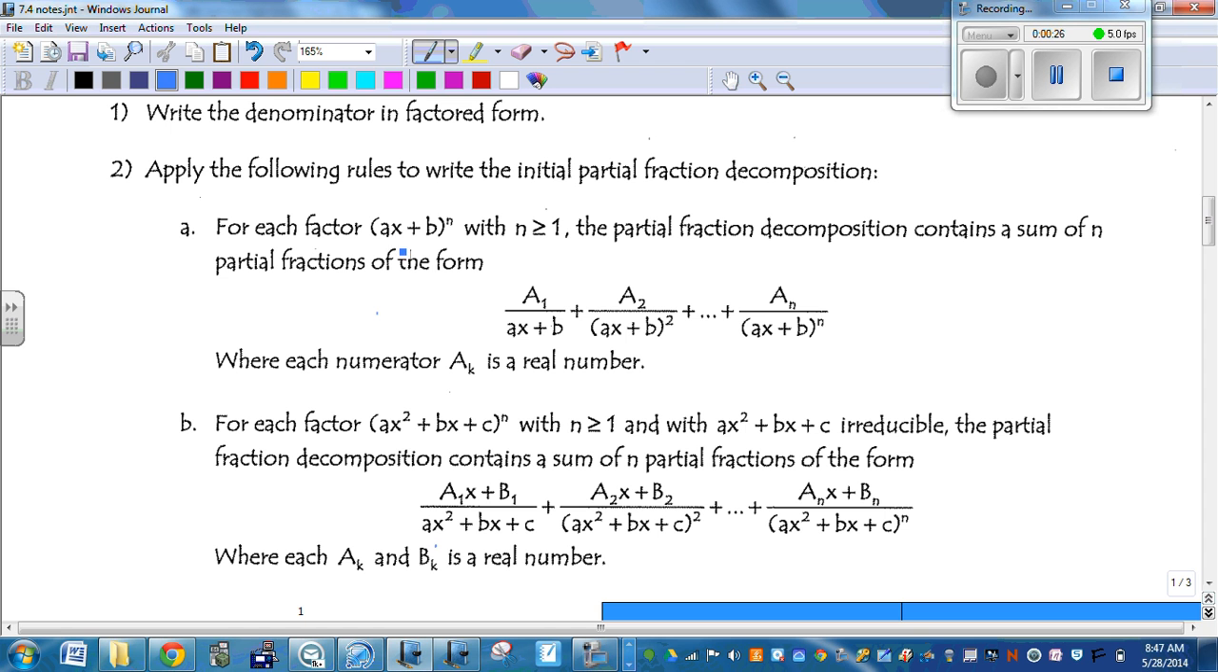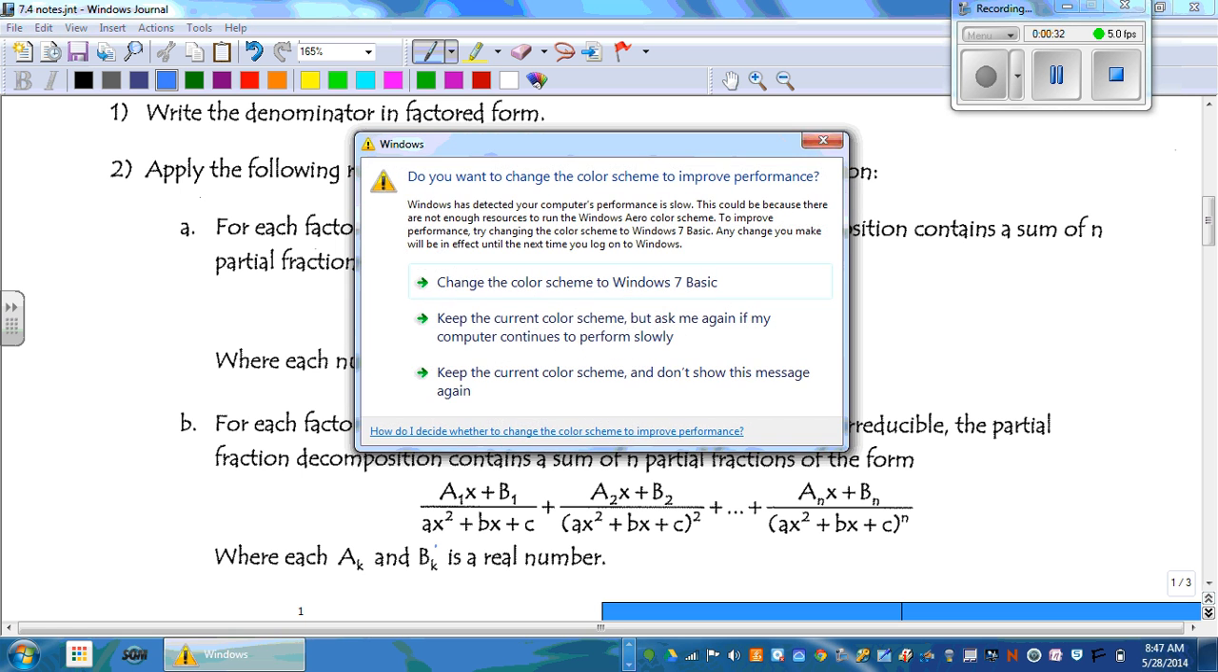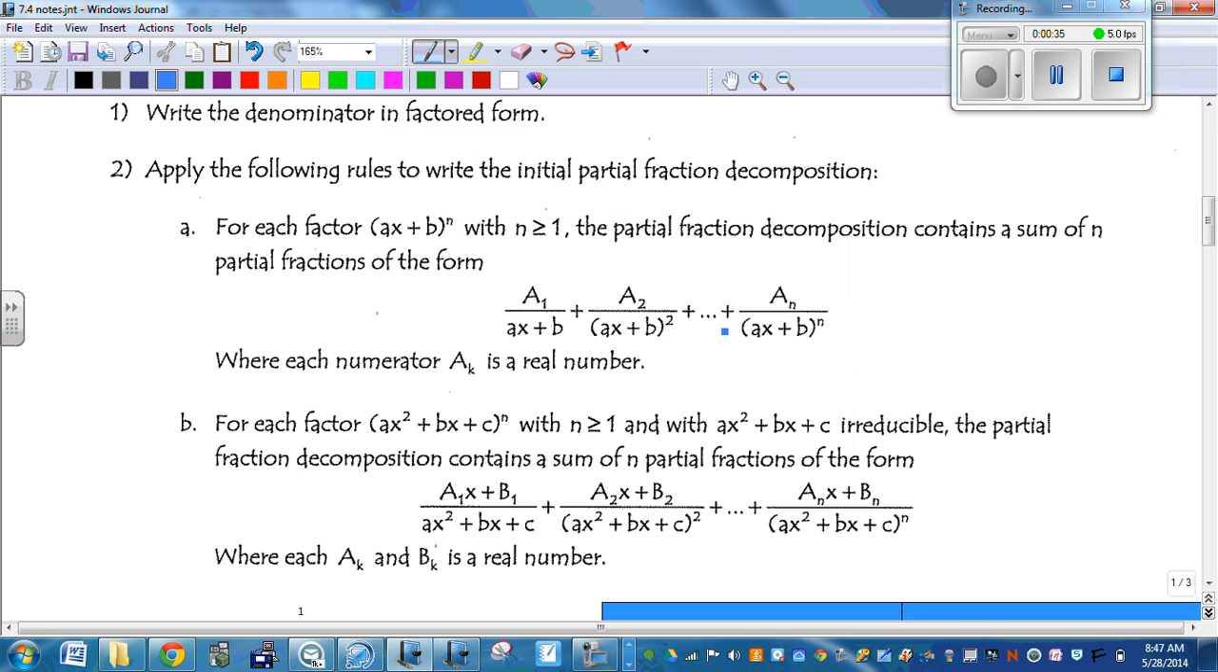For every factor that we have where it's like ax plus b raised to a power n, where n is greater than or equal to 1, we're going to break it down like this. So let's disregard this for a second and look at one like this. Let's say we had 3x squared minus 5x all over x plus 1 times x plus 2 squared. Well, for this one, if we're breaking this down, we're going to have a denominator that's just x plus 1. We're going to have a denominator that's x plus 2. Even though this one's squared, we're going to have just a plain old x plus 2. And we need to have one that's x plus 2 squared.